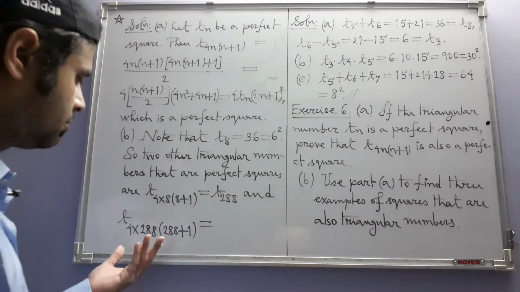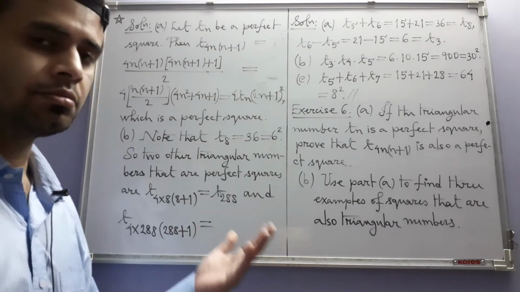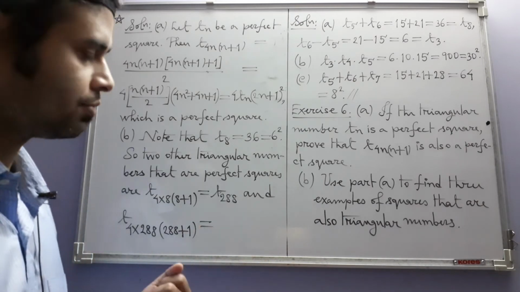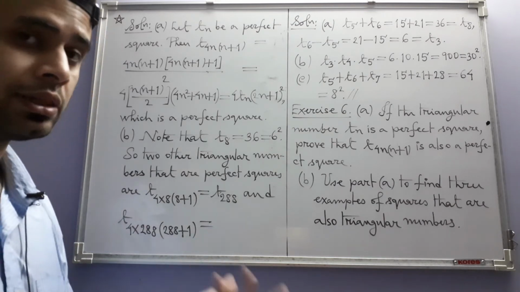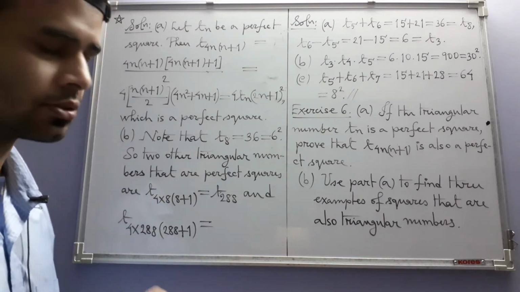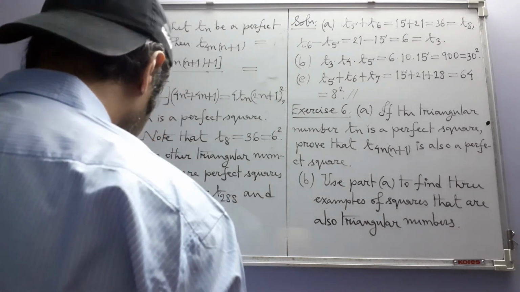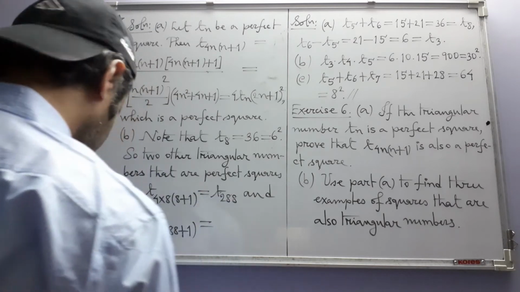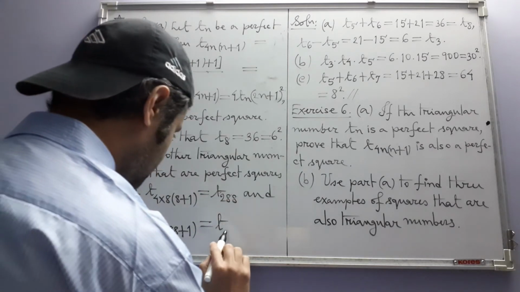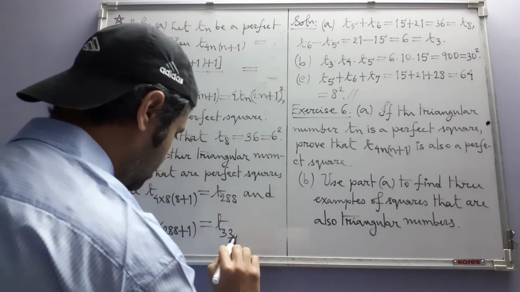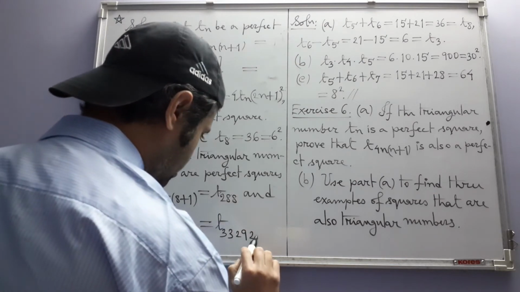Clearly, if you continue this process, you will get infinitely many triangular numbers which are perfect squares. However, they likely will not cover all the triangular numbers which are perfect squares. They will only give you some of them, although infinitely many. And this turns out to be 332928.